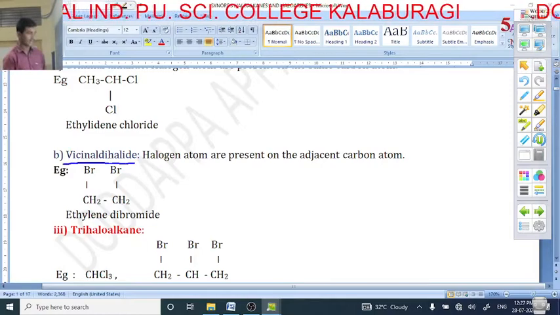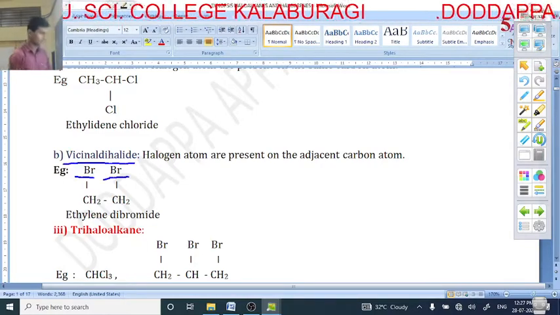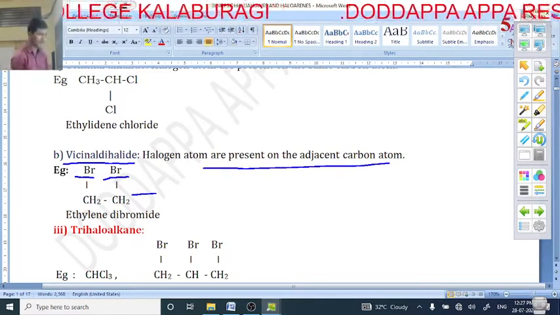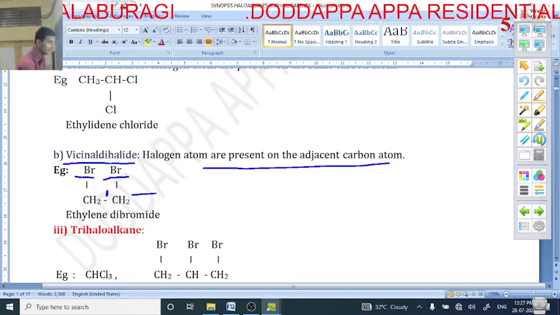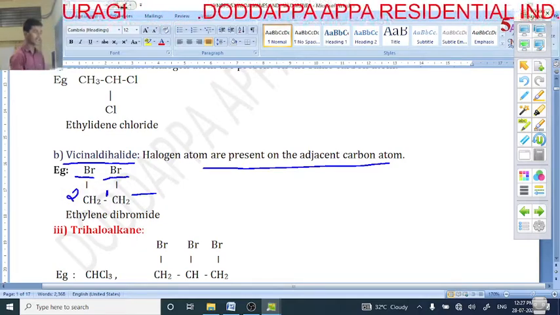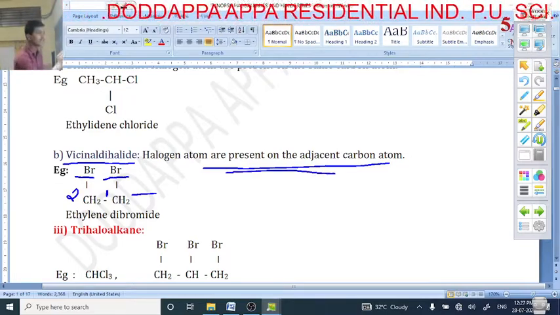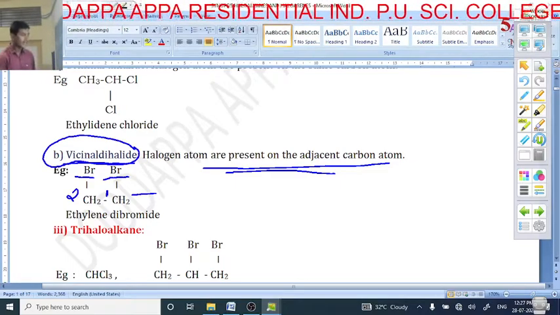Why is it called vicinal dihalide? Here this is halogen number 1 and this is halogen number 2. These two halogens are on adjacent carbons. Adjacent carbon means one halogen is on the first carbon and the second halogen is on the second carbon. So this type of haloalkane is called vicinal dihalide.